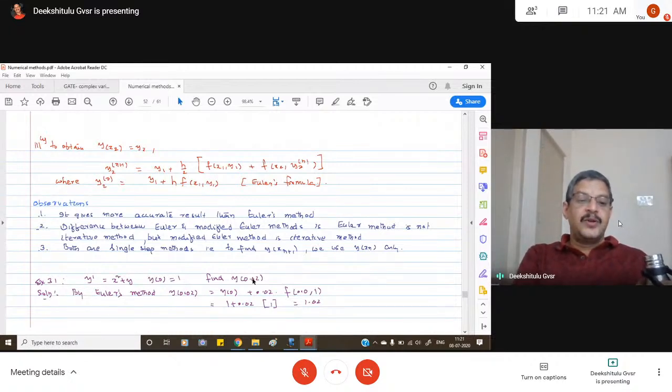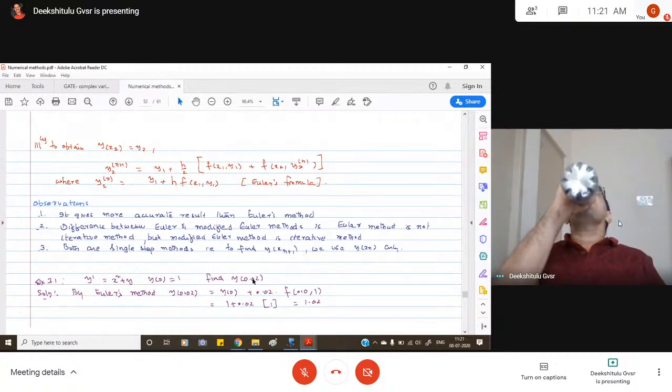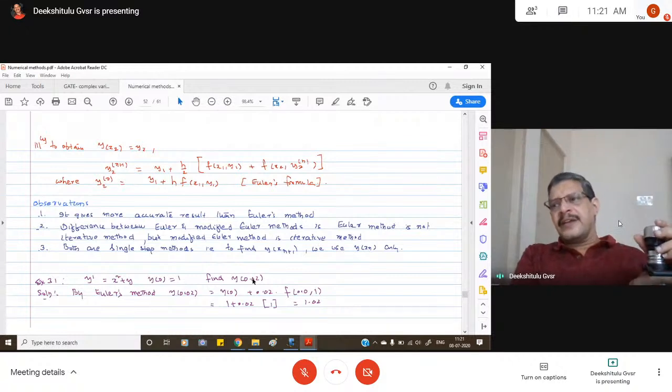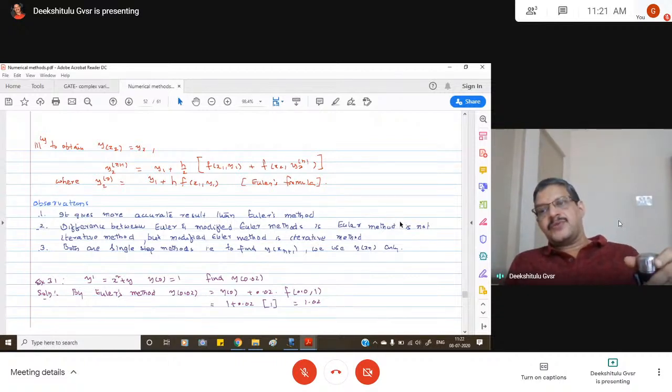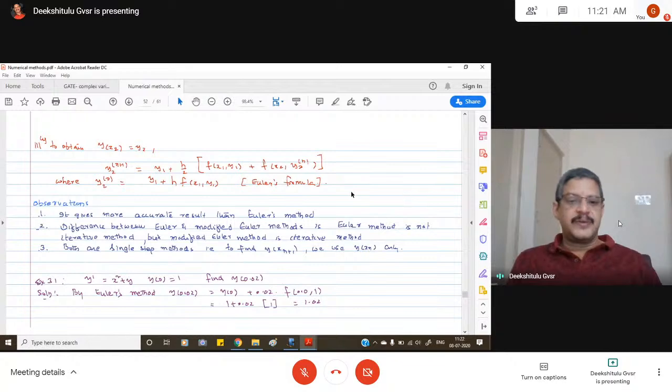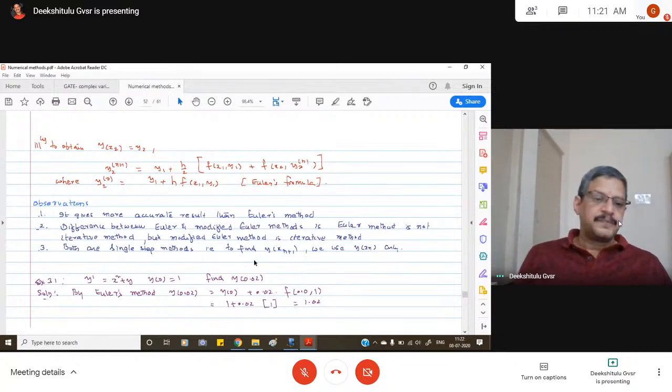The next point is both are single step methods to find y at x(n+1). Why are they called single step methods? To calculate y(x(n+1)), we are using only y(xn). We are not going to x(n-1) or x(n-2). Just using the values at xn, we are getting the value of y(x(n+1)). So that is a single step method.